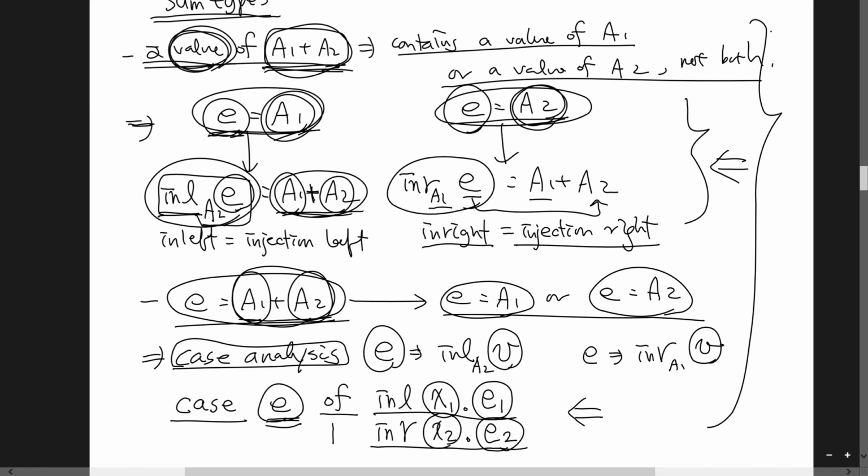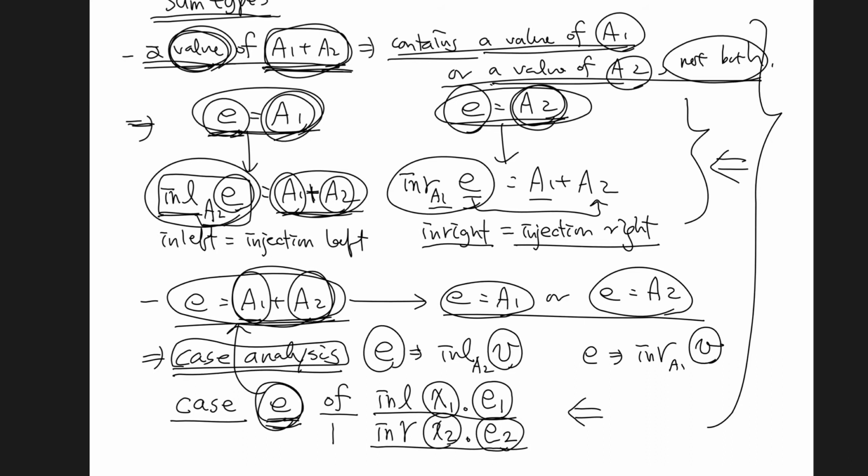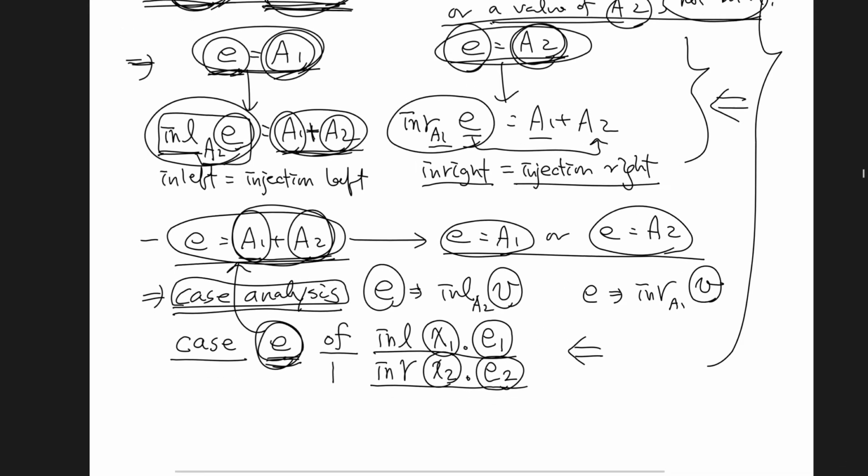A value of type A1 plus A2 contains either a value of type A1 or a value of type A2, but not both. For that reason, given an expression E of this sum type, we have to perform case analysis to see which value has been used to create this expression E. Now let's formalize all these ideas into abstract syntax and typing rules and reduction rules.